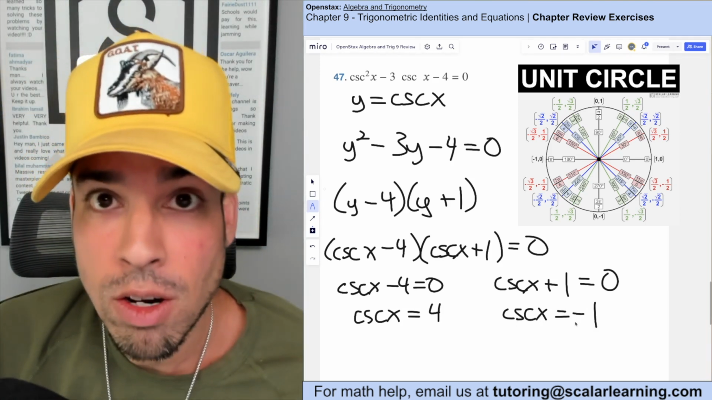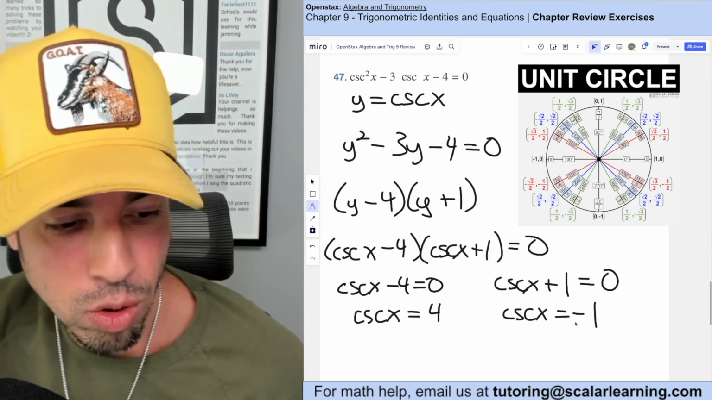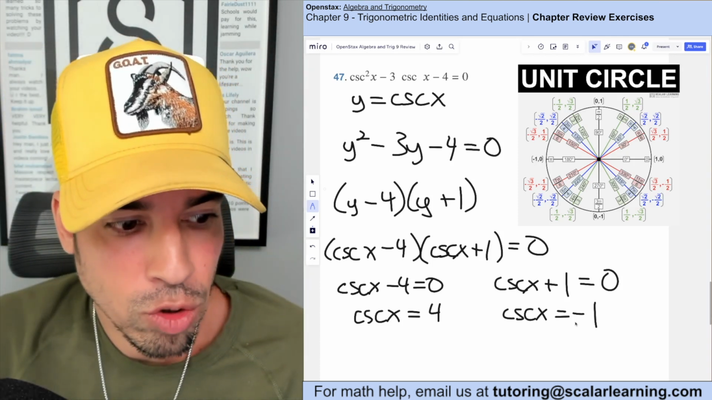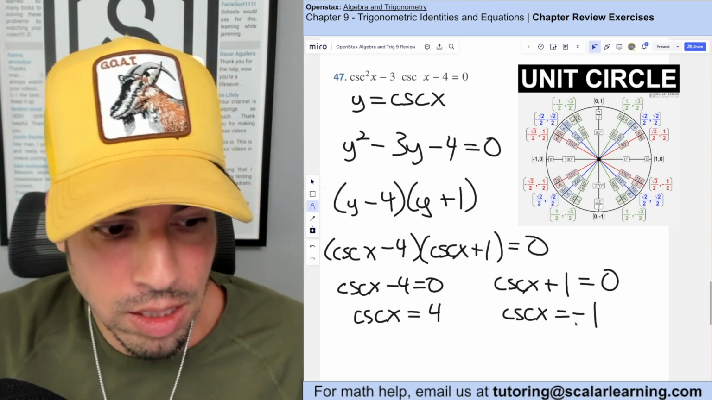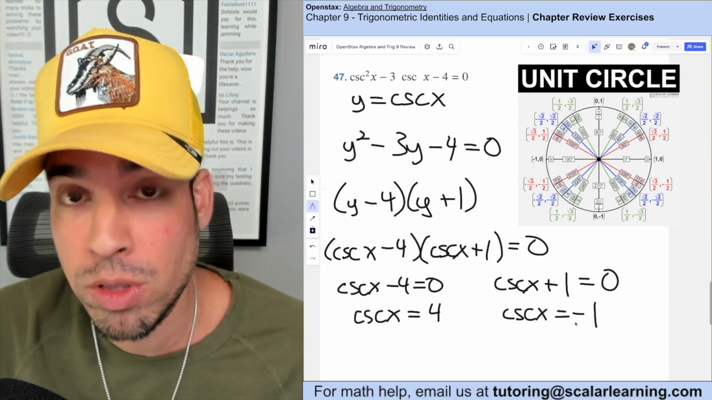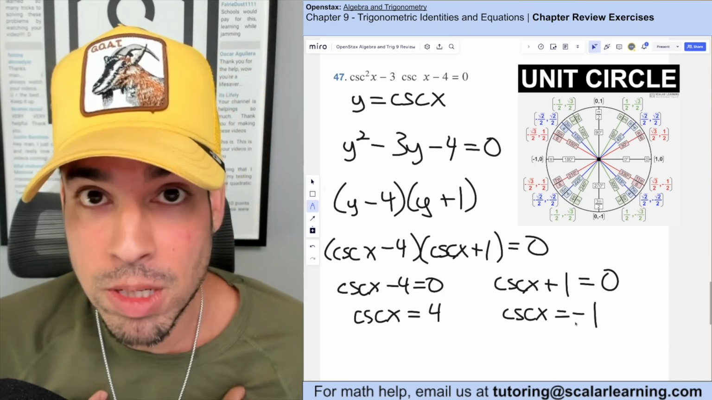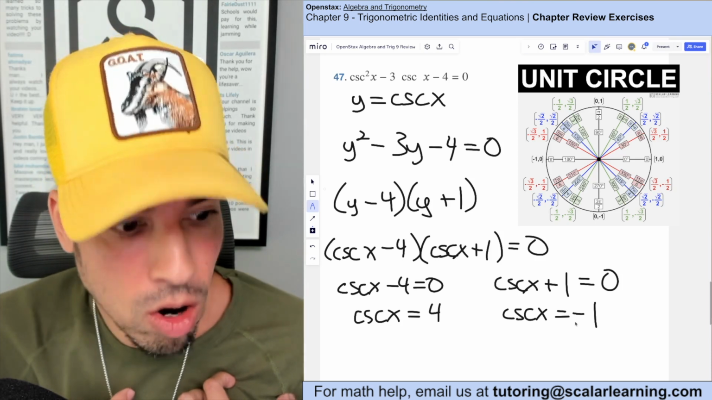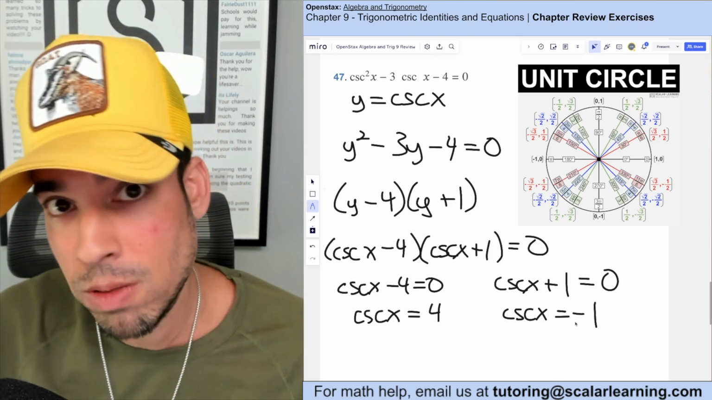Now, if your calculator doesn't allow you to take arc cosecant of both sides, you might want to switch it to 1 over sine of x equals 4, 1 over sine of x equals negative 1, and take it from there. But I'm going to use Desmos, and we can take arc cosecant of both 4 and negative 1. So let's do that now.